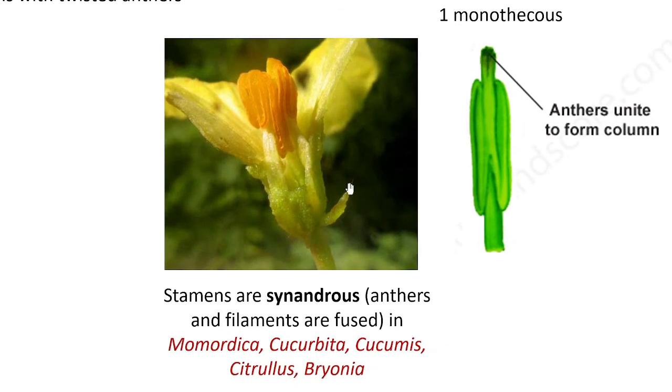And in Momordica, Cucurbita, Cucumis, Citrullus, and Bryonia, the stamens are synandrous. That means the anthers unite to form a column-like structure. You can see here. So in this way, the stamens are synandrous in Momordica, Cucurbita, Cucumis, Citrullus, and Bryonia.